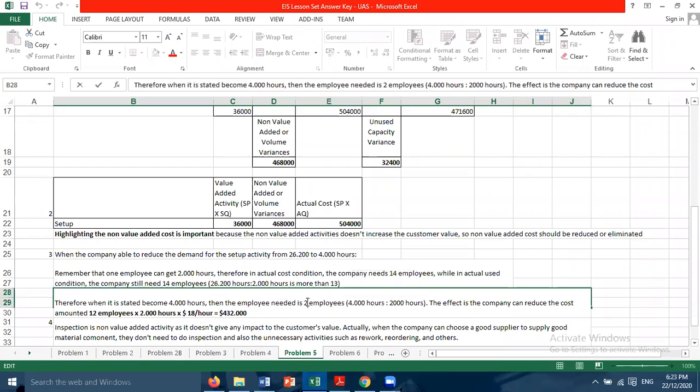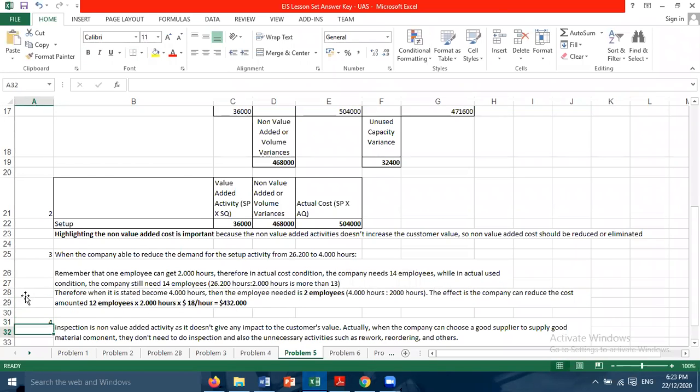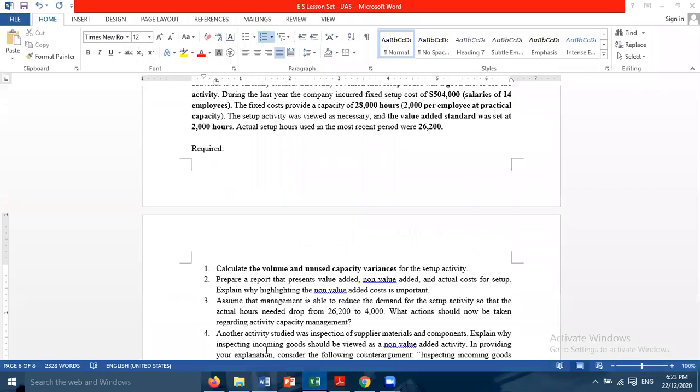Now, what this means is that we can reduce the cost of the other employees by, let's say, laying them off, since we only need 2 employees, right? So this means we can reduce the cost by 12 employees times 2,000 hours times $18 per hour. It's 432,000. Okay, so that's the implications for number 3.